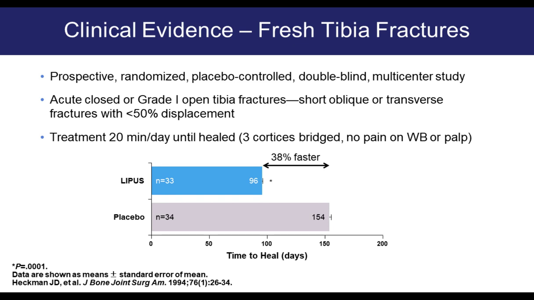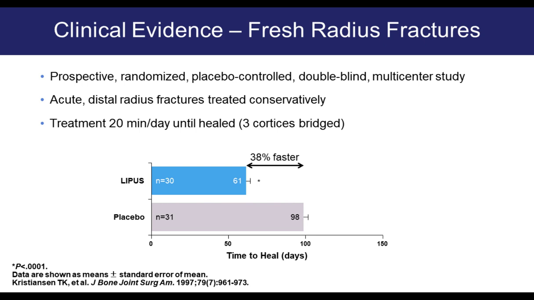Now, this is Christensen's study. This is also in JBJS in 1997. This is a prospective, randomized, placebo-controlled, double-blind, multi-center study looking at fresh radius fractures. These are acute distal radius fractures treated conservatively, which I know is not always the way it's done today. And again, there's a placebo group and a treatment group, and the treatment group received 20 minutes of LIPUS per day until 3 cortices were bridged.